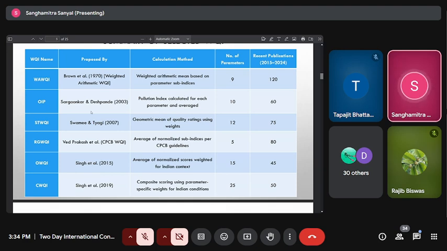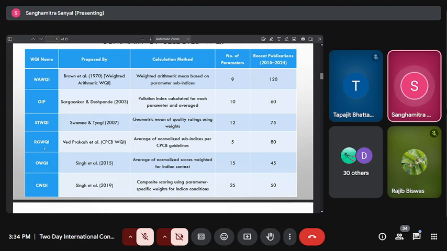Overall index of pollution was basically developed by Sargaonkar and Deshpande. They work for NEERI. They used 10 parameters. Swami and Tyagi use geometric mean of quality ratings using weights. They use 12 parameters.